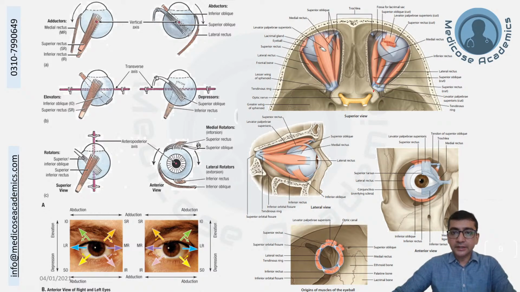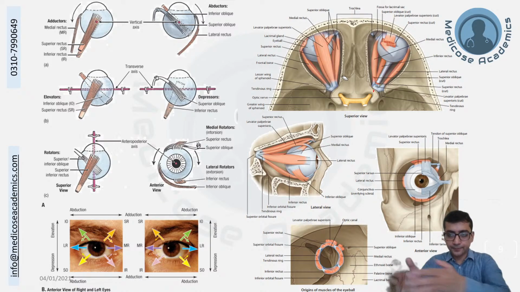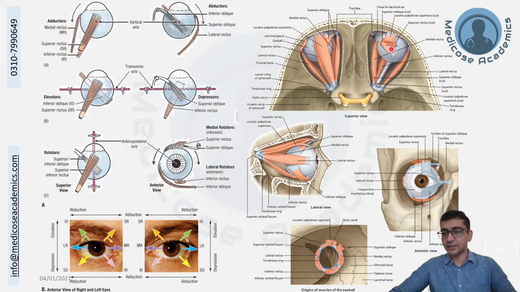Please note that these muscles are approaching the eyeball from the medial aspect. They are not approaching the eyeball from just the back. They are coming from the posteromedial aspect and attaching there. That will be important when we talk about the movements.